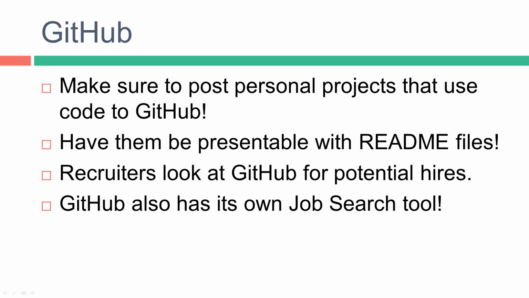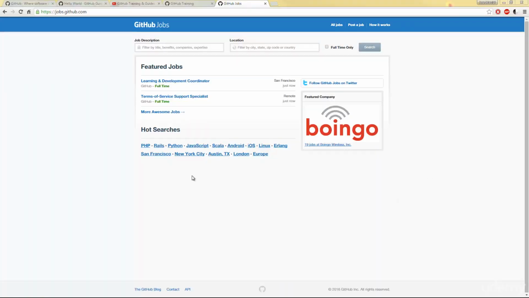And GitHub also has its own job search tool. So let's go ahead and hop and check that out real quickly. That job search tool looks something like this. It's jobs.github.com. And similar to the LinkedIn job search tool we just saw, you can enter a job description and location and then search. Obviously, since this is GitHub, it's pretty much directed exclusively to programmers or things that have to do with programming.